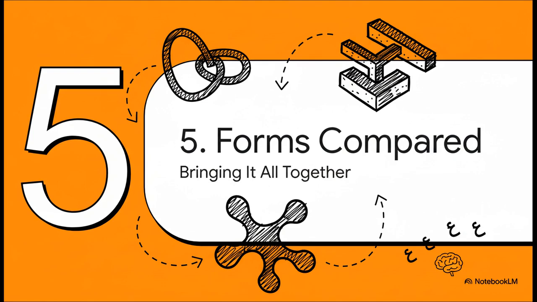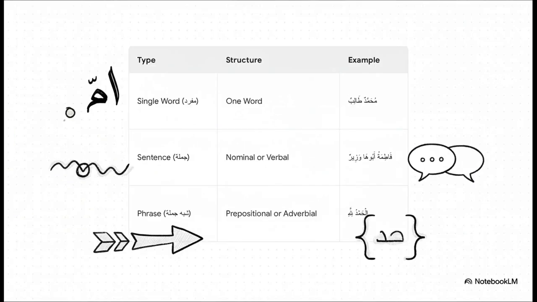All right, we've made it through all three forms. So let's bring them all together and put them side by side to really see what's going on. So here it is, a quick breakdown of our three types. We've got the single word, the mufrad. We've got the sentence, the jumla, which can be either nominal or verbal. And finally, we have the phrase, the shibhu al-jumla, which can be prepositional or adverbial. As you can see from the examples, we have three totally different structures, but they all do the exact same job, providing the news about the subject.